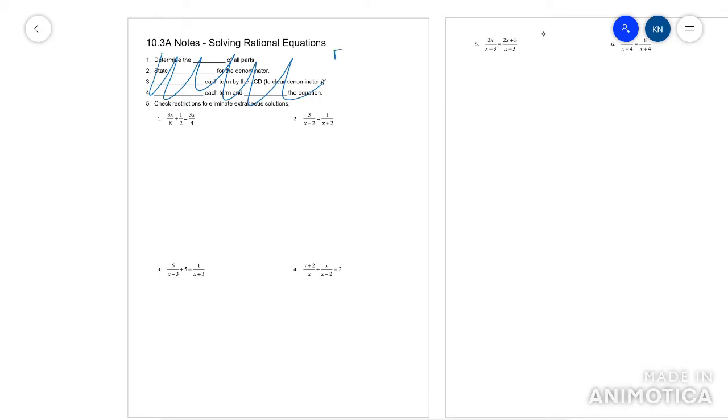Basically, you want to factor. Then you want to get a common denominator. And then you want to set the numerators equal to each other and solve. And there's one other thing, you have to watch for restrictions, and I'll explain what that means.